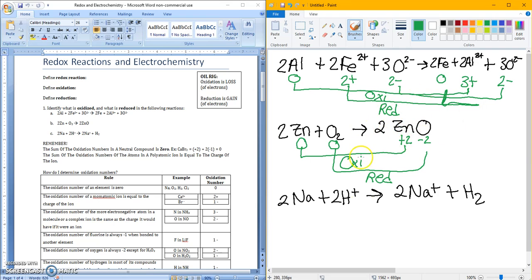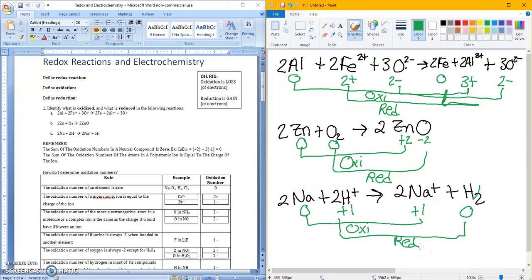Alright, next one. Sodium is just a regular old metal, so it's going to be 0. H+ tells me the charge right there. It's +1. Sodium plus is 1+, and hydrogen is diatomic, so it's 0. So sodium went from a 0 to a +1 charge, which means it lost electrons, so it's being oxidized. Hydrogen went from a +1 charge to a neutral charge, so it must have gained electrons, so it's being reduced.